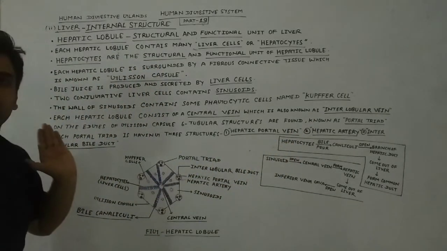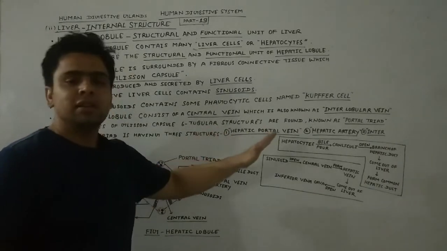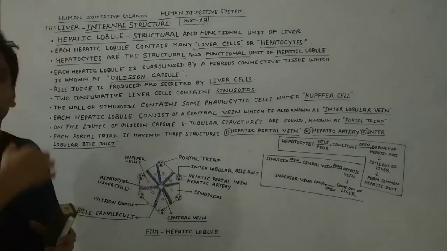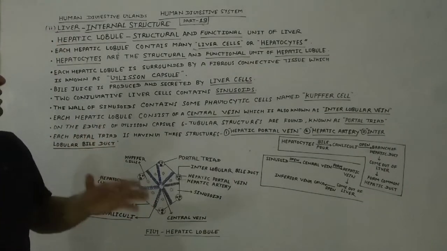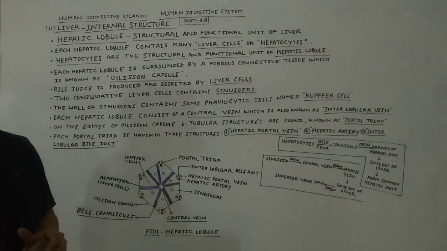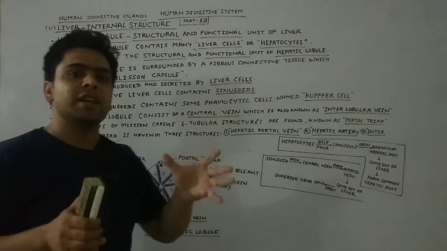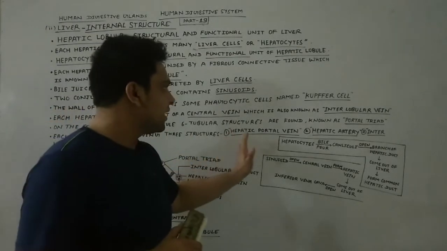the interlobular bile duct. As the name indicates, hepatic portal veins come into the hepatic lobules from other organs, and they carry some nutrients with them. Clear students, what is the role of the hepatic portal vein? They carry some nutrients to the liver. Clear students?